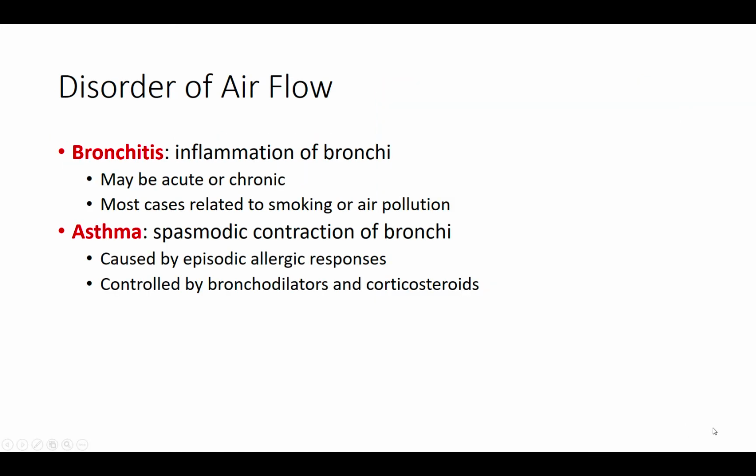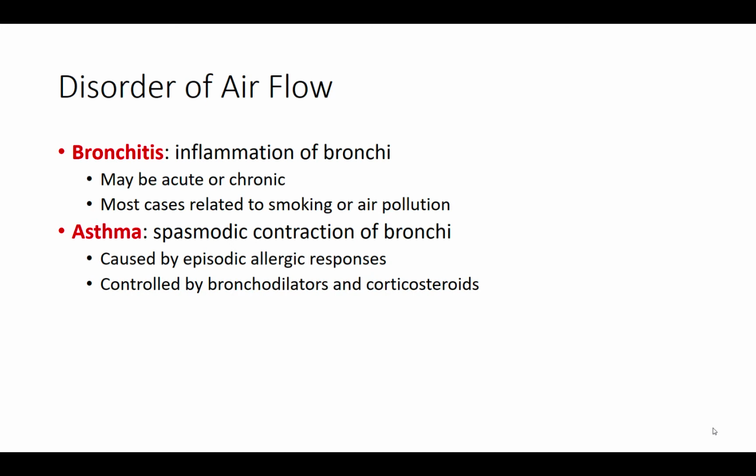Let's talk about some disorders of the respiration. Disorders of respiration are divided into two parts: disorders of the airway passage that transmits the air to the lung, and disorders in the gas exchange in the lung parenchyma itself. So the first one is disorders of the airway passage.